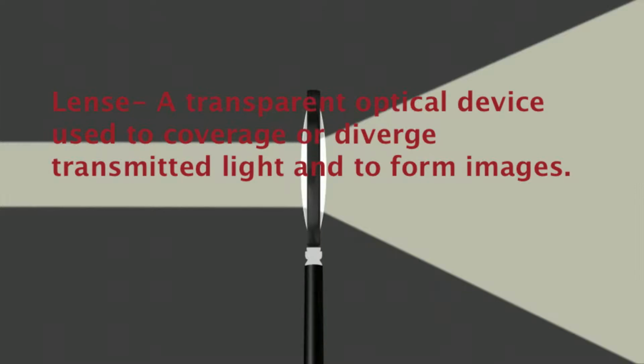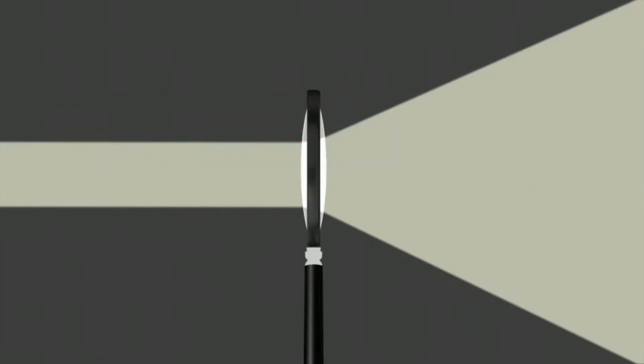Lens, a transparent optical device used to converge or diverge transmitted light and to form images.